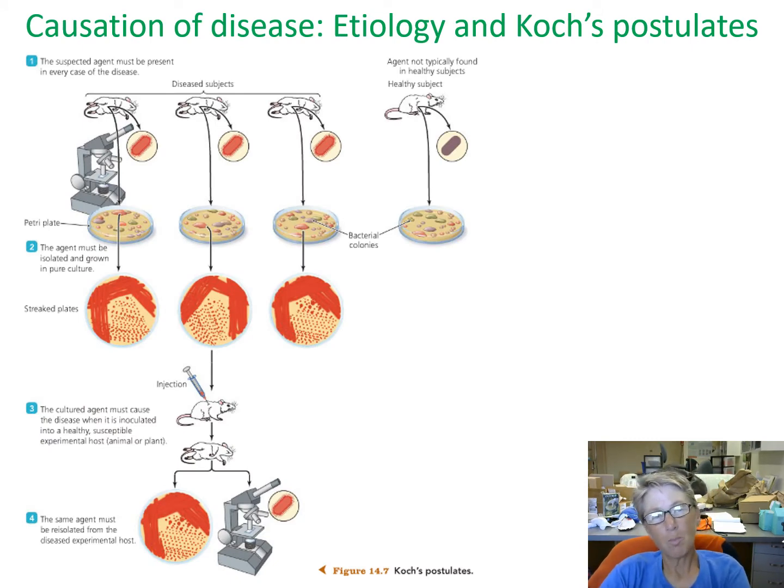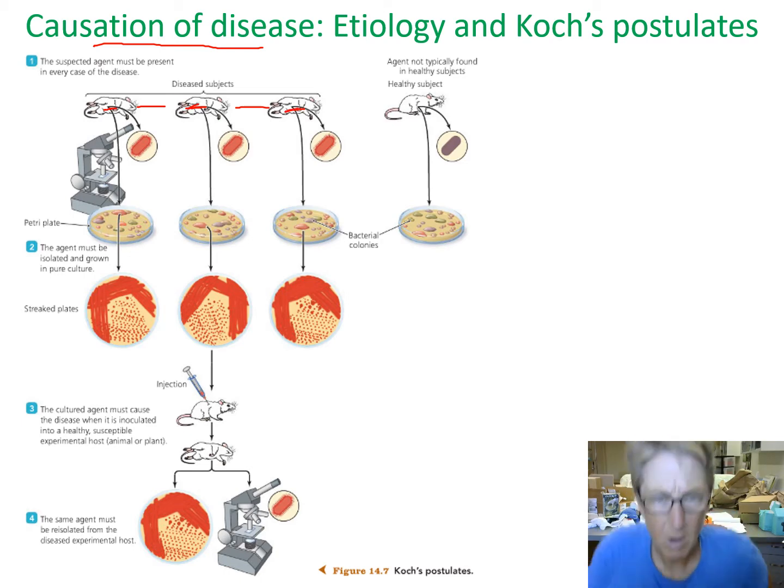Just to remind you of Koch's postulates. So he was trying to figure out what the cause of a disease is, and he went through this procedure. So in this cartoon, it shows these diseased rats, and he took samples. It looks like he must have cut them open here. I'm not sure, but he found them in their GI tract or something, and he grew the microbes, in this case bacteria, on these plates, and he saw there was this colony, so he chose that as the possible cause of disease.